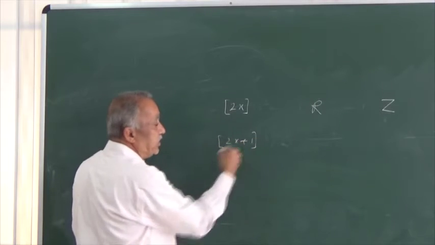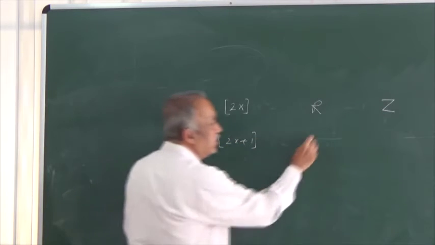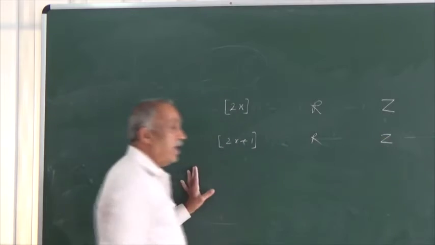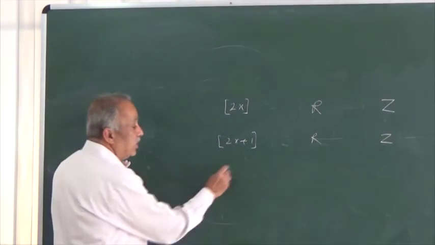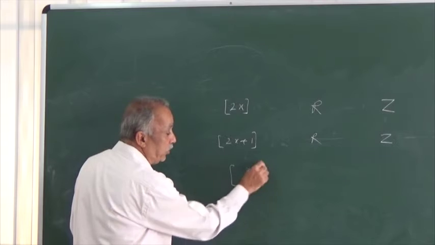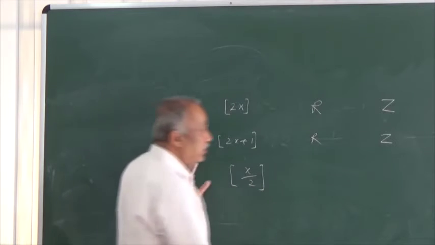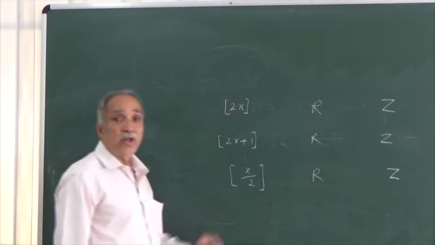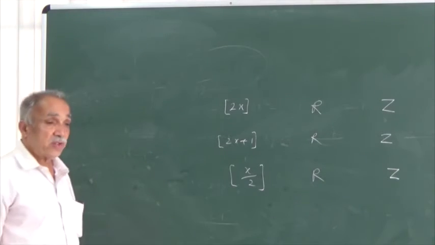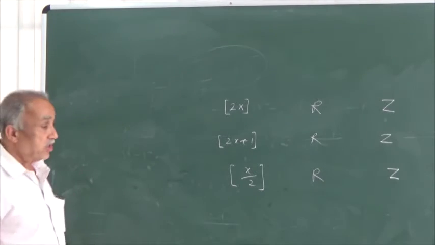Suppose I consider this now, no change, you can easily see that. Again, domain and range will be R and Z as before. Suppose you consider x by 2 integer part, again no change, it is defined on the entire set of reals, will have as range the set of all integers.